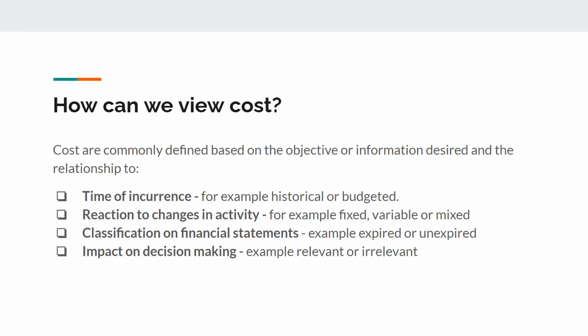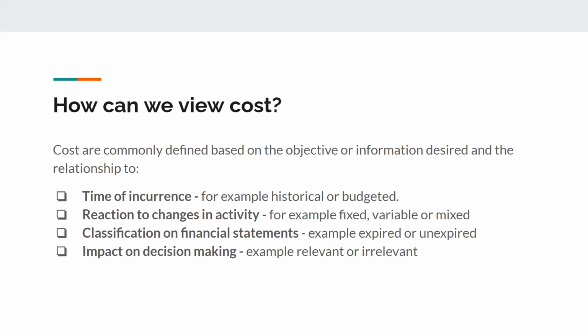Expired or unexpired costs. Some costs we would incur them, and then that's the end of that. And then there's some other costs that are continuous in nature. And then finally we could view costs in terms of decision making.